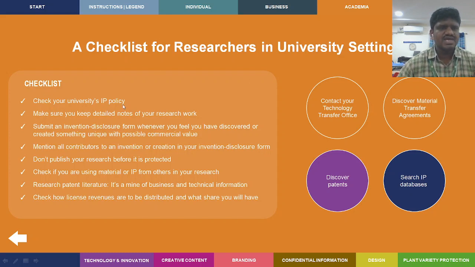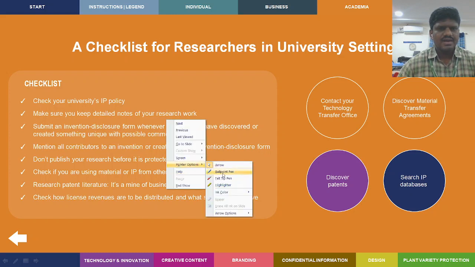Check your university IP policy. I already told you this. There are policies in every university or institute regarding intellectual property. You have to read them carefully before claiming. Make sure you keep detailed notes of your research work.